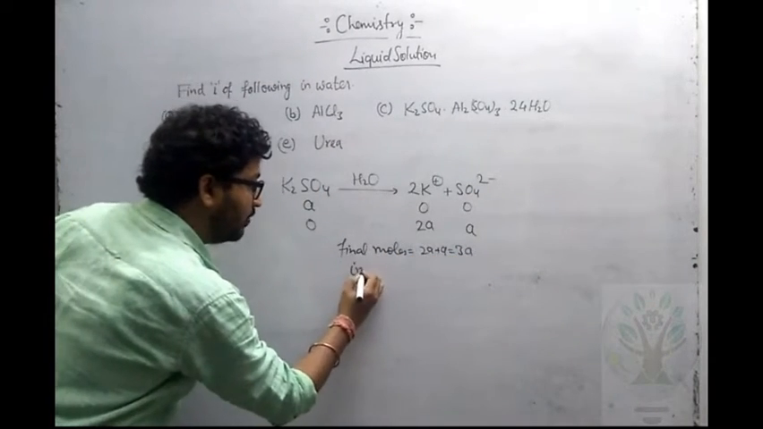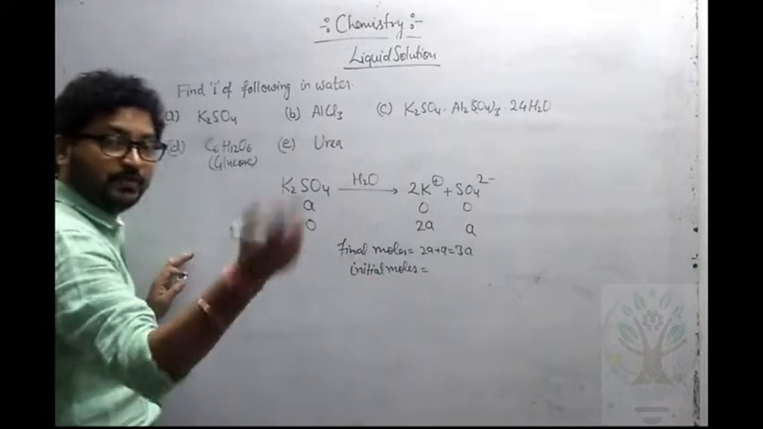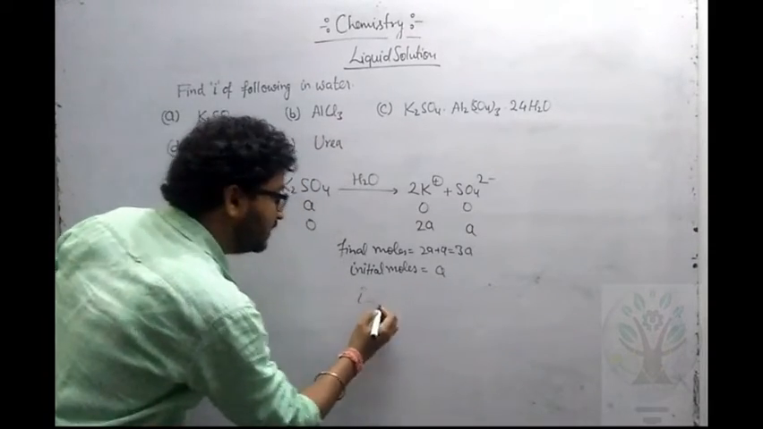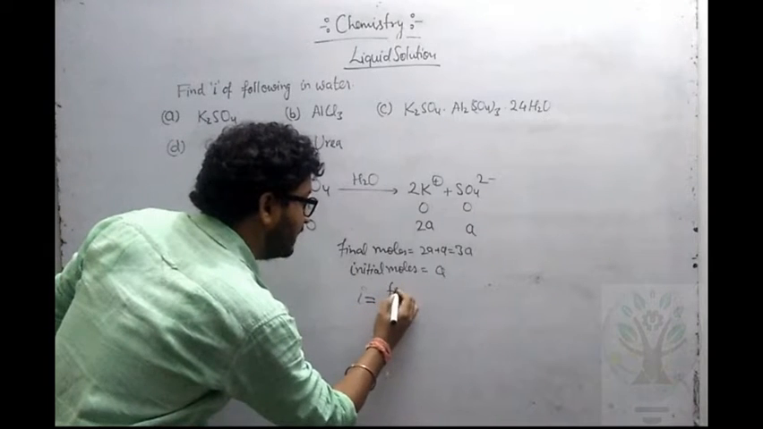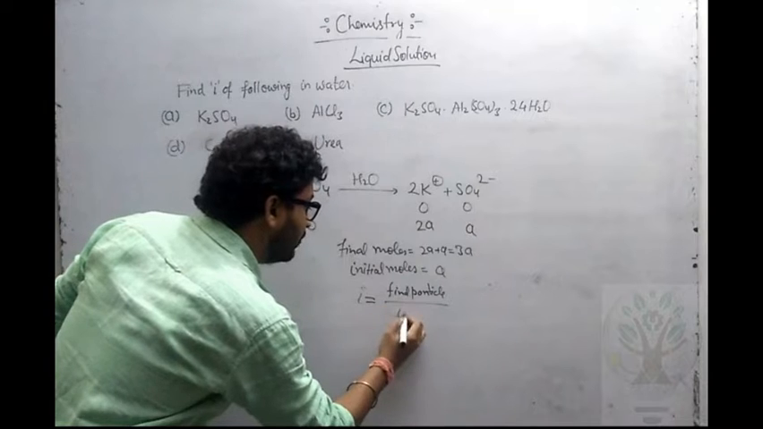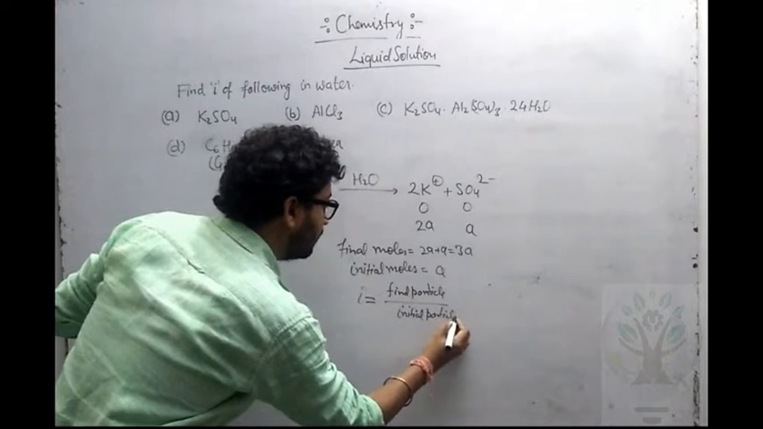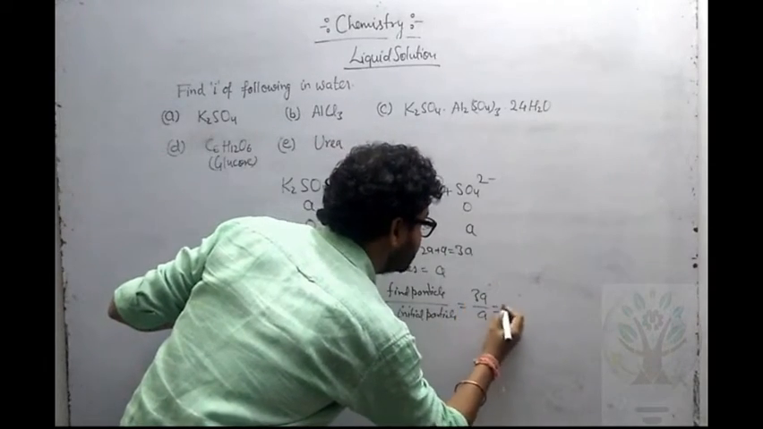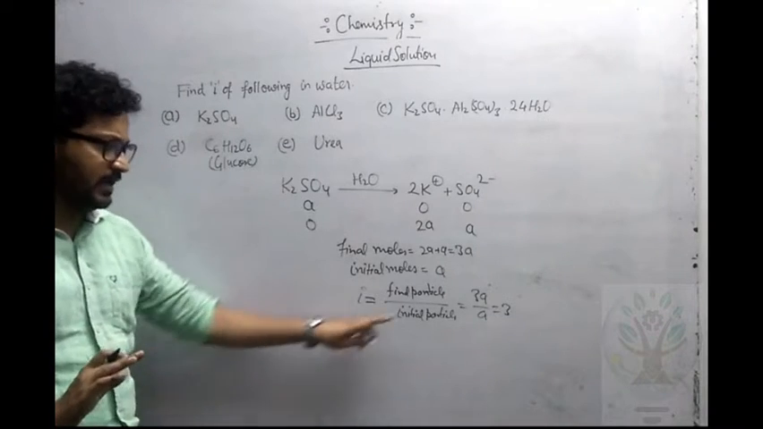And initial moles will be A. So what will i be equal to? Tell me. i equals final particles upon initial particles. How much will it come? It will come 3A upon A, that is 3. Are you getting the same? Is the i calculation clear?